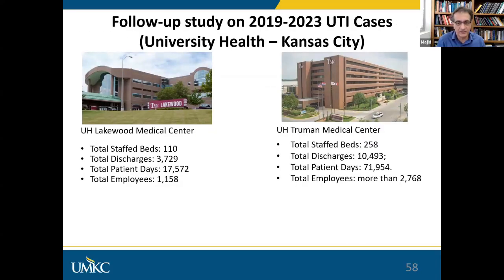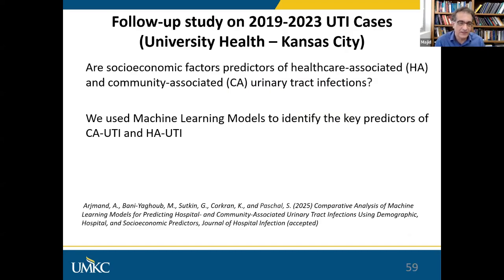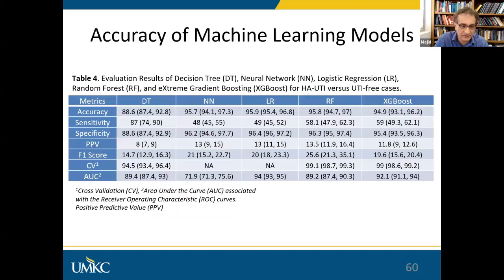We received the data from Truman Medical Center, or University Health, which has 2 centers. One of them is in Lakewood. The other one is in downtown Kansas City. And we wanted to know if socioeconomic factors are predictors of UTI. The reason we looked at it is because these 2 facilities are known as safety net hospitals. So the majority of patients are underinsured or uninsured or low-income patients. So that's why we wanted to know if socioeconomic factors are predictors.